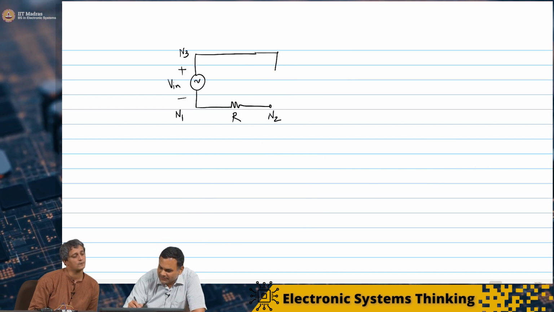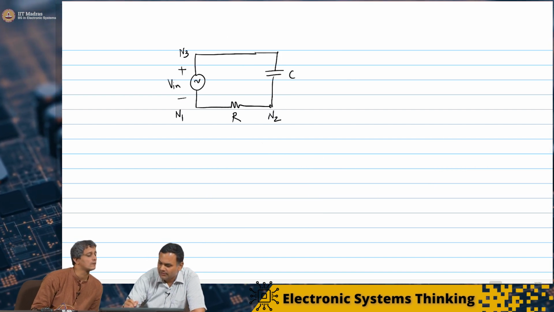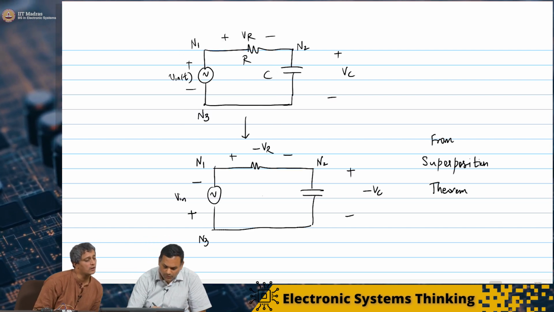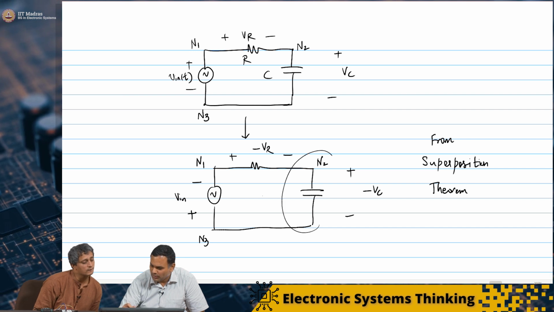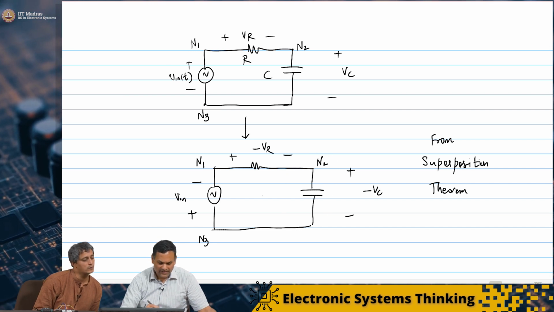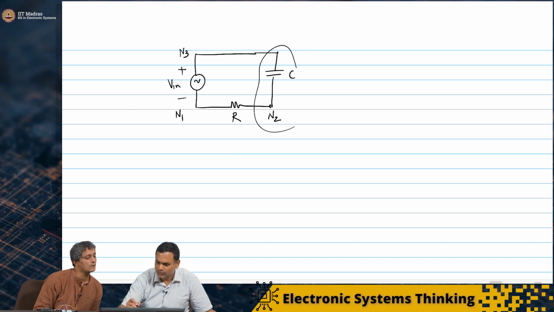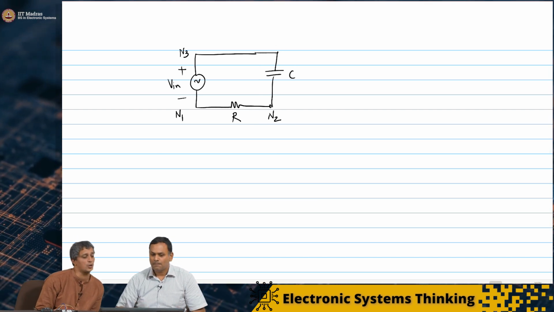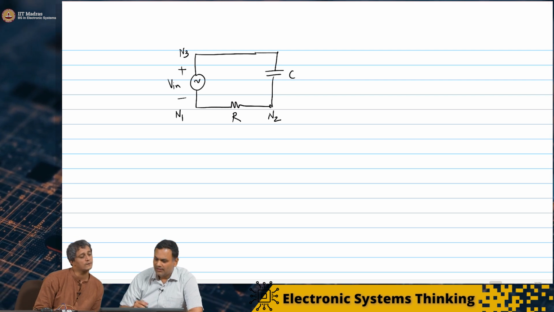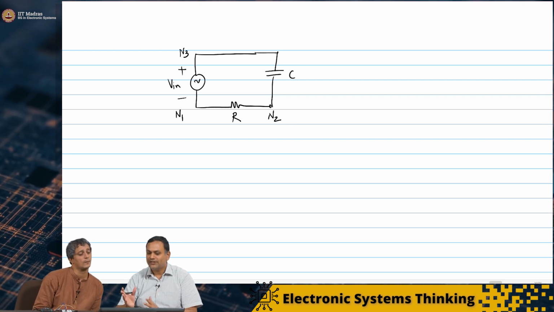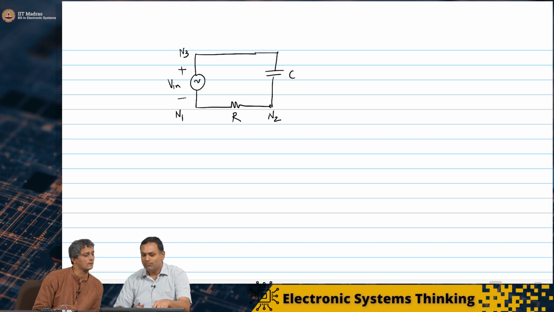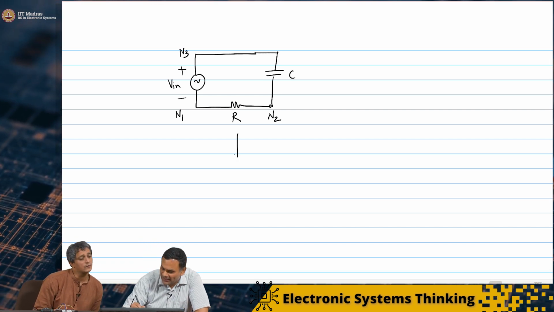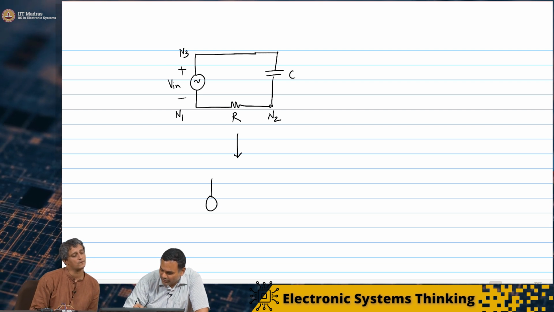And then I have a capacitor between N2 and N3. I had the capacitance between N2 and N3 here, and the same thing here as well. Now all I have to do is rearrange it such that my negative terminal is what I wanted to have as a reference. So I'm just going to redraw the circuit.